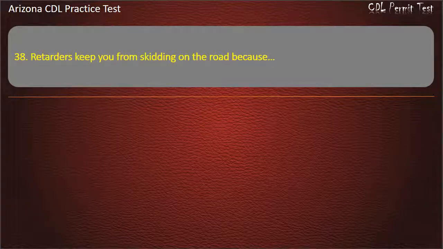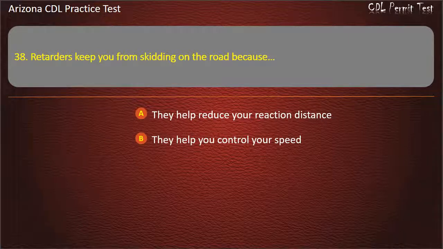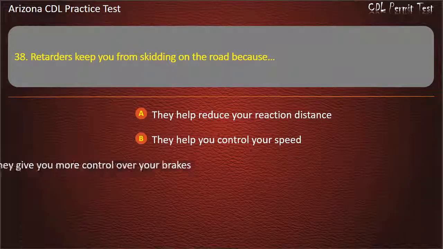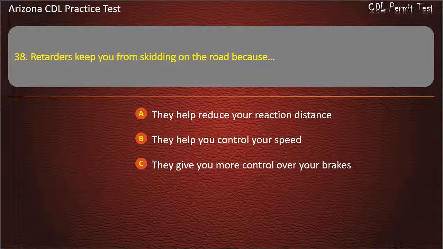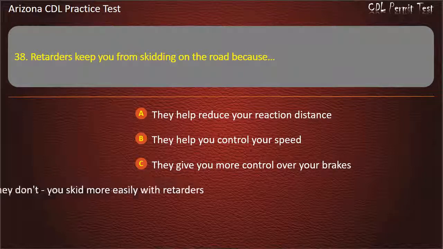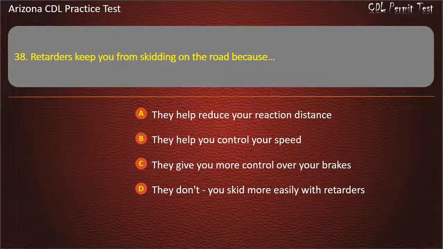Question 38. Retarders keep you from skidding on the road because they help reduce your reaction distance. They help you control your speed. They give you more control over your brakes. They don't. You skid more easily with retarders. Answer. They don't. You skid more easily with retarders.